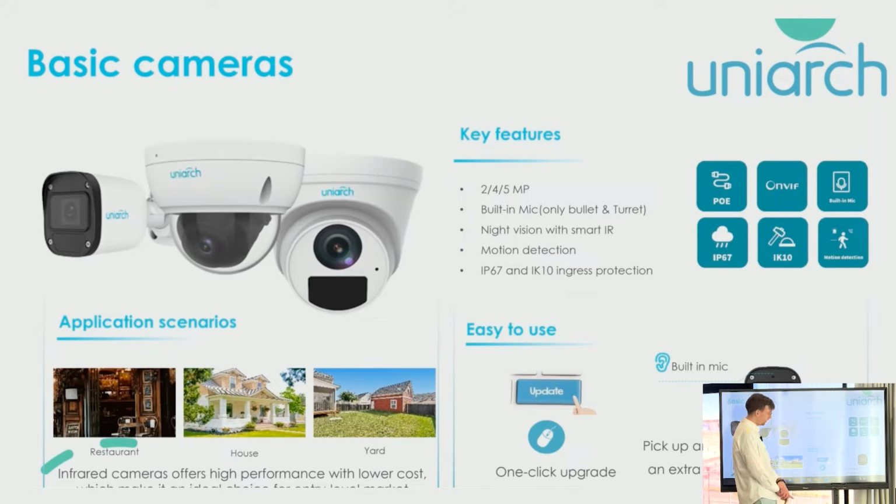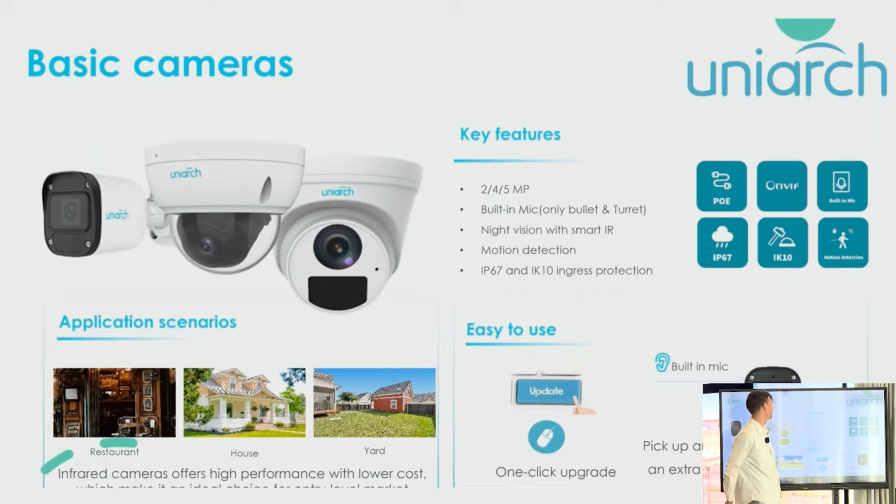Okay, so then next up, cameras. First, we're gonna start with the basic cameras. Here you can see different options. We have the turret, the bullet, or a dome camera. Those cameras could be used in environments, for example, little restaurants, in a private apartment or a house, or for example in a yard.